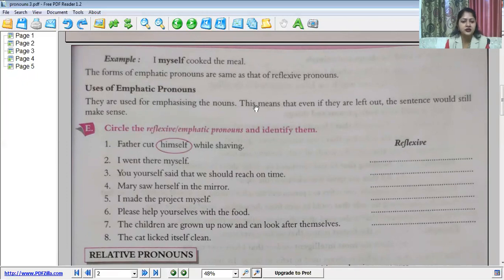Mary saw herself in the mirror. Now you want to give more emphasis. Mary wants to tell that she saw herself. Mary saw maybe Rita in the mirror. When you see in the mirror, you can see somebody else also. Saw herself in the mirror. That is emphasizing. And even if it is not there, the sentence would still say she saw somebody in the mirror. So she has seen herself in the mirror.